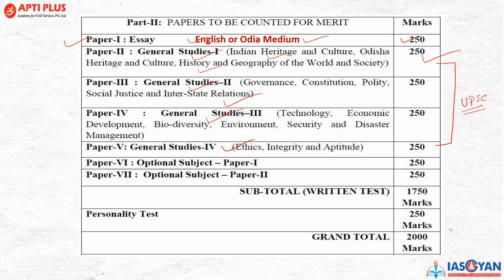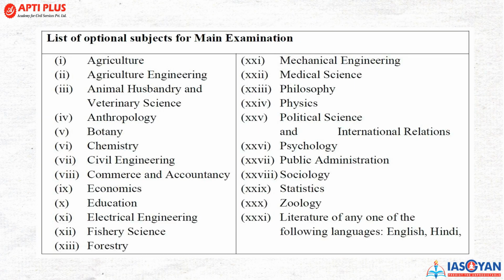Now the major change that has been brought in is the single optional. You will have only one optional, with paper 1 and paper 2, so each optional will have two papers, and this will have 250 marks each. So the subtotal for the written examination will be 1750, followed by the personality test of 250 marks, and the grand total for the mains examination is 2000 marks.